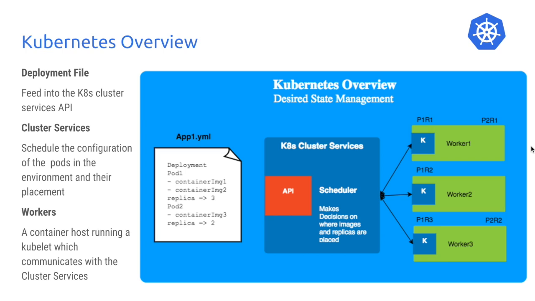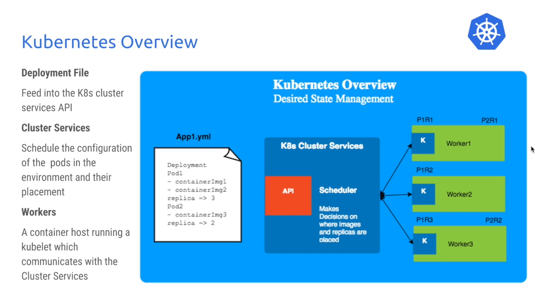And then it'll communicate with the scheduler to put it over into the workers. And that K in the workers is the kubelet that runs on each one of the workers. So as you saw on pod 1, I had 3 replicas. So you see it gets distributed evenly. Above each worker, you'll see a P1R1, P1R2, P1R3. And then the same for pod 2, it just got distributed a little bit different. P2R1, P2R2.